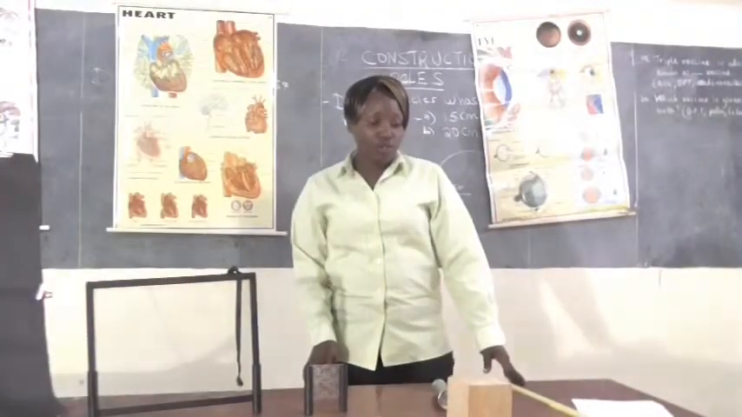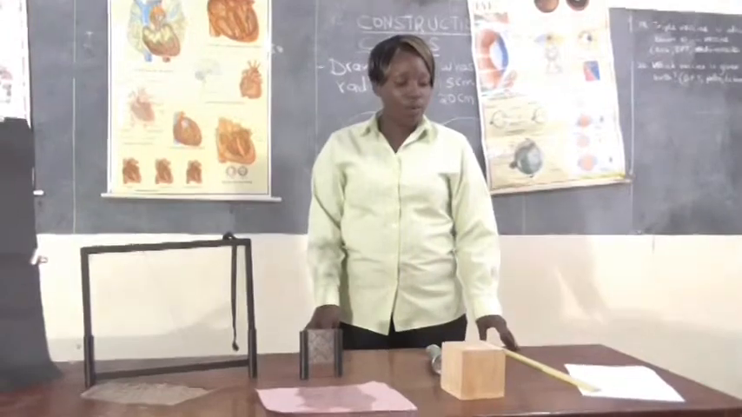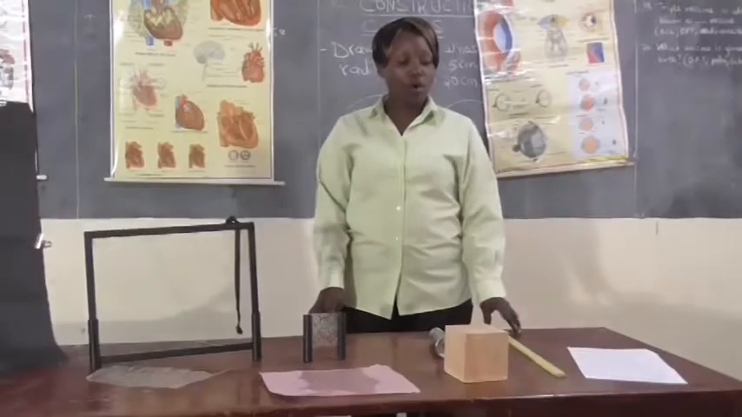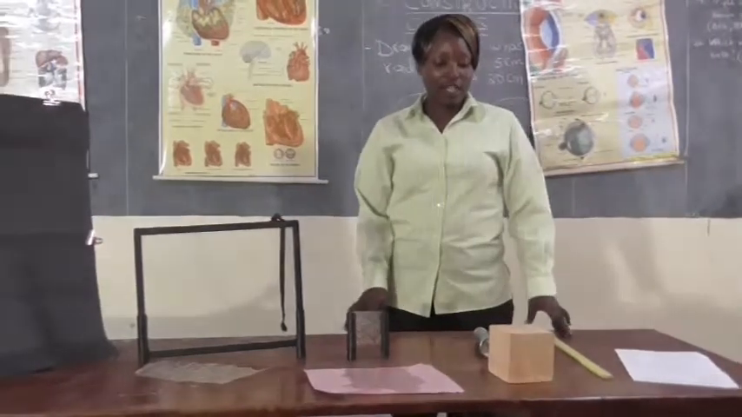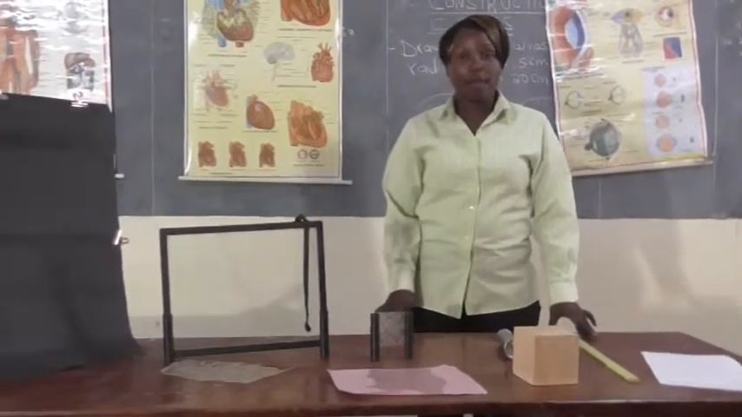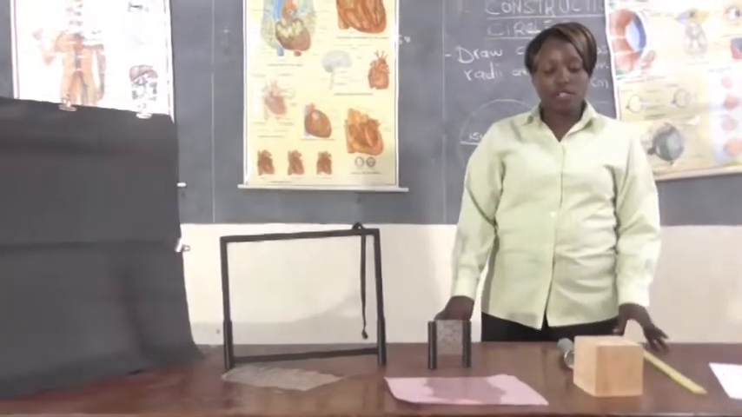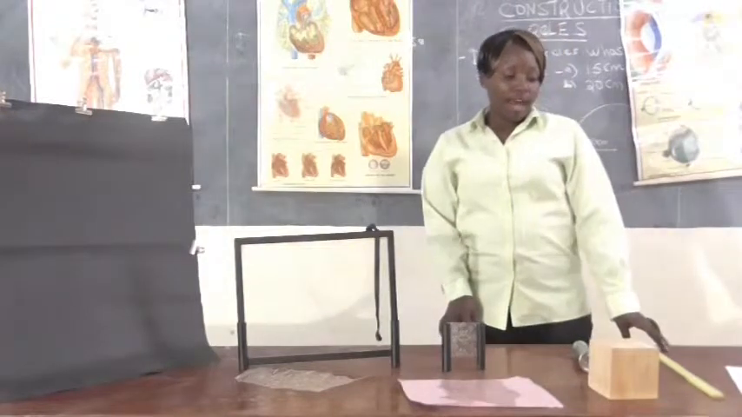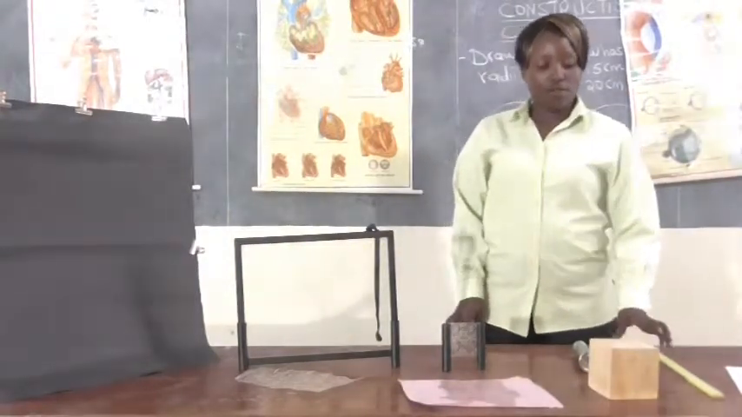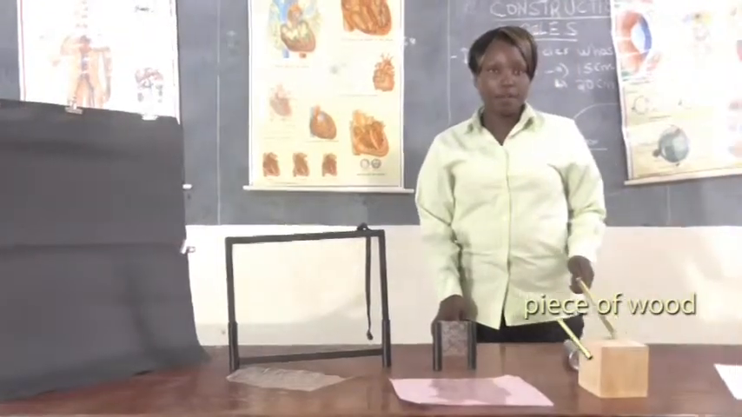Today, I'm going to use the following materials in order to check how light behaves when I point my source of light towards one of the materials. I'll do it from one material to the other. I'll start from the piece of wood, which I have here.